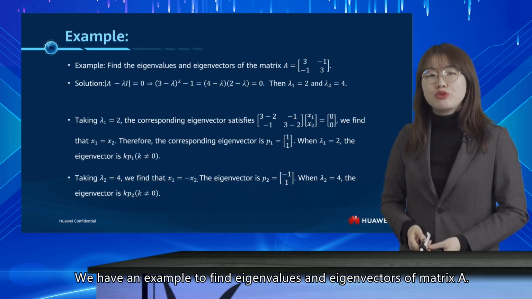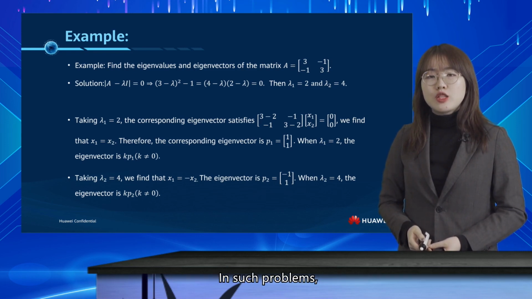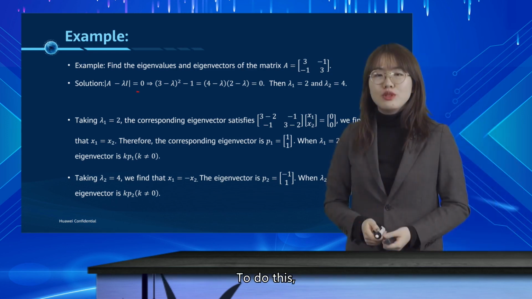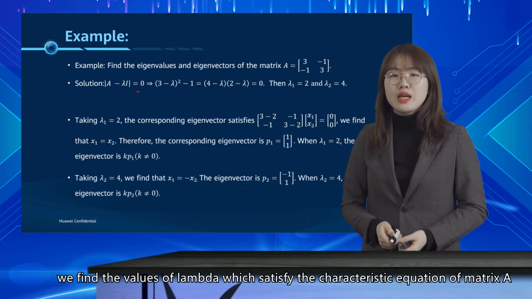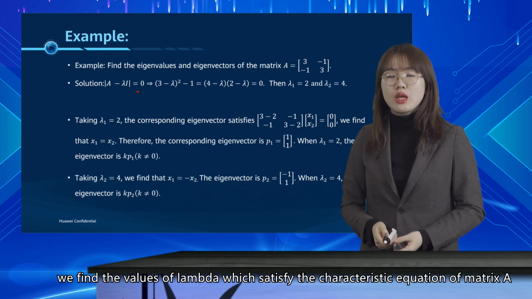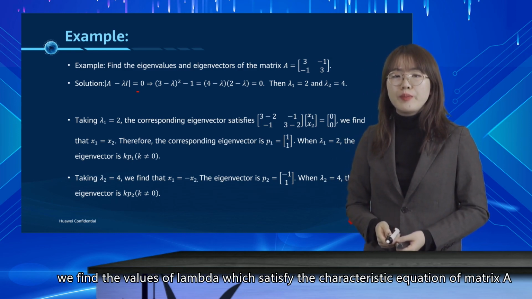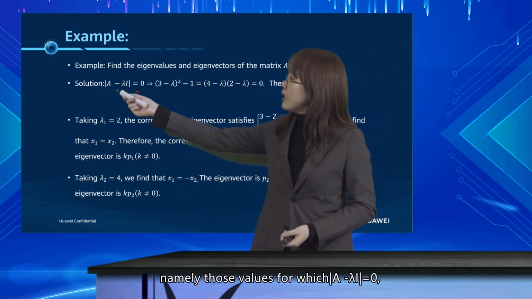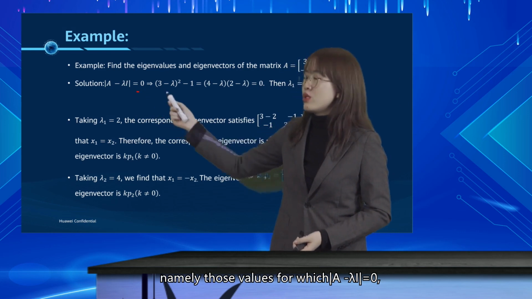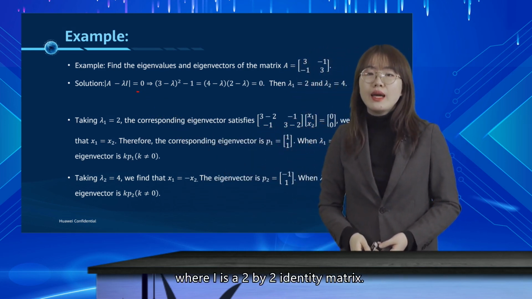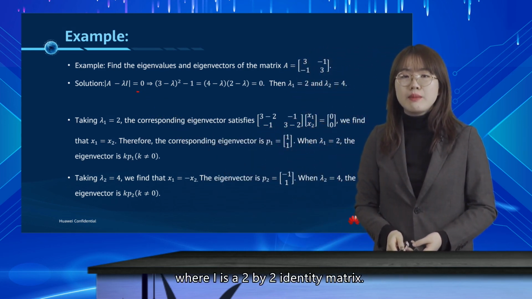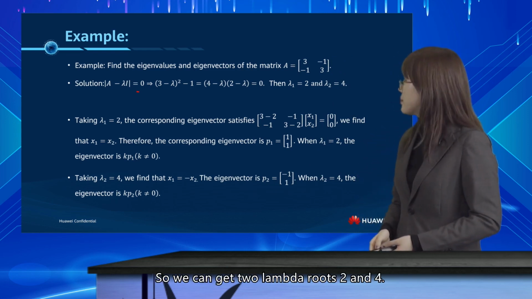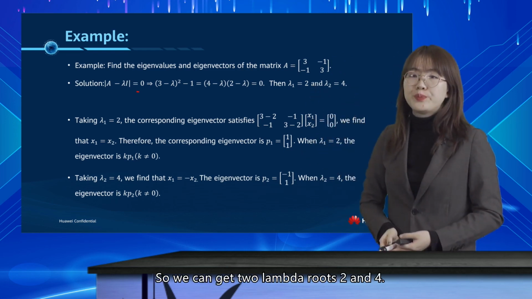We have an example to find the eigenvalues and eigenvectors of matrix A. In such problems, we first find the eigenvalues of the matrix. To do this, we find the values of lambda which satisfy the characteristic equation of matrix A, namely those values for which the determinant of A minus lambda I equals 0, where I is a 2 by 2 identity matrix. So we get 2 lambda roots, 2 and 4.